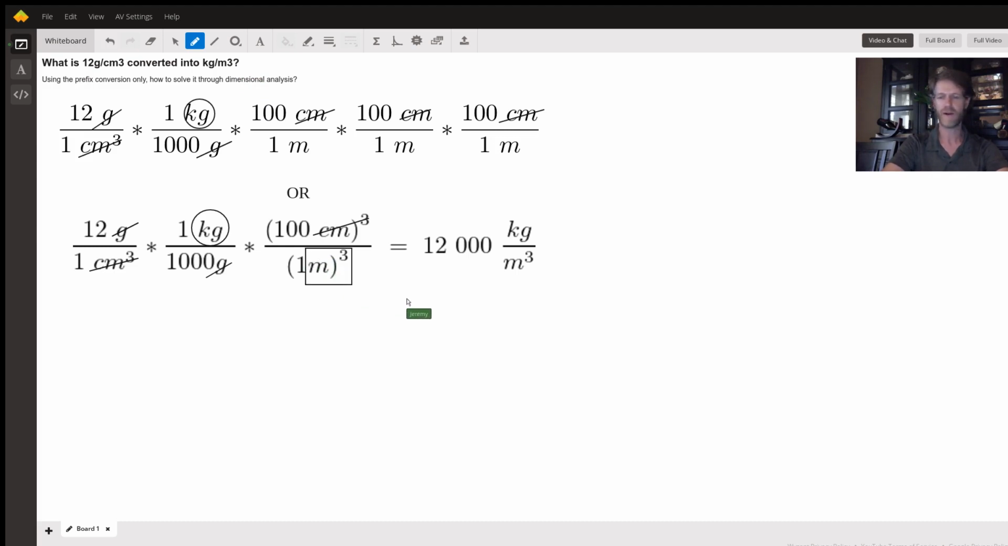right there. And when I do this, this is going to be 12 times 100 times 100 times 100, or 12 times a million, divided by 1,000. And when we do that, we get 12,000 kilograms per cubic meter, which is a pretty large mass because a cubic meter, again, is a pretty large volume.